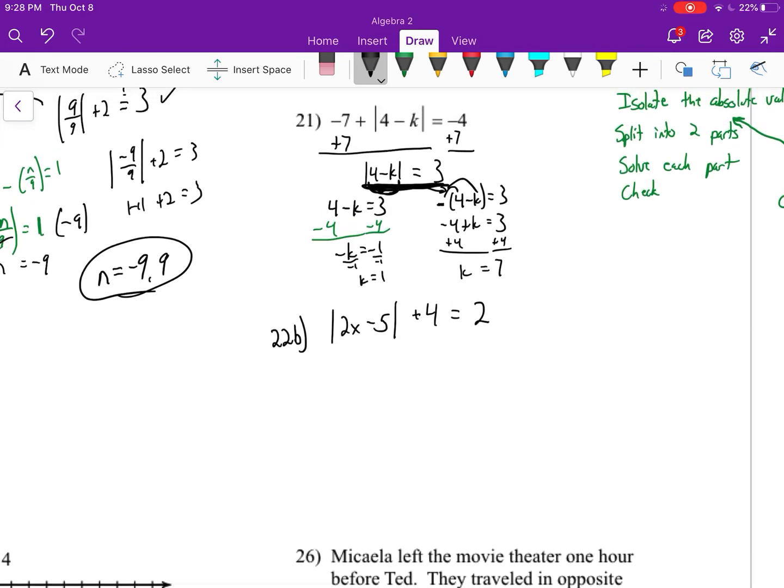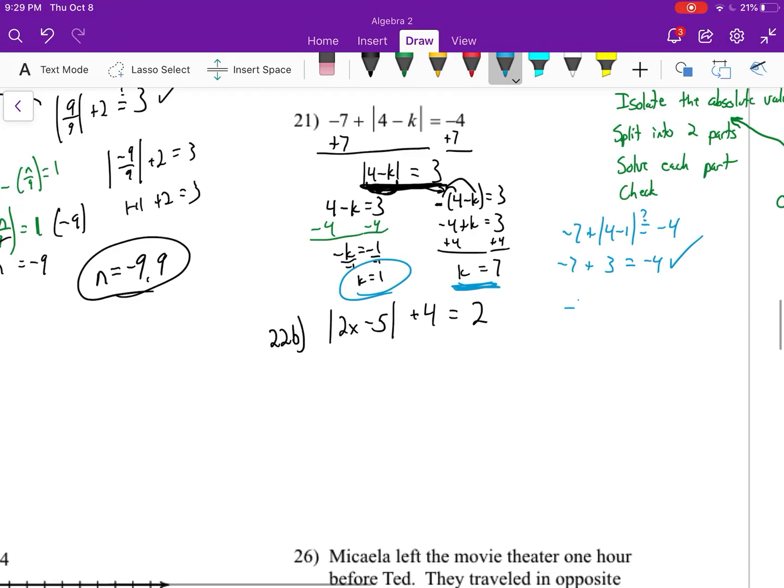We can check our answers once again. Put in a 1 back into the original. -7 plus 4 minus 1. Does that equal -4? We got -7 plus 4 minus 1 is 3. The absolute value of 3 is 3. Yep, that works. So k equals 1 works. Now try k equals 7. -7 plus the absolute value of 4 minus 7. Does that, in fact, equal -4? Well, this is -7 plus the absolute value of -3. Absolute value of -3 is 3. -7 plus 3 does equal -4. So they both work. So k equals 1 or k equals 7.